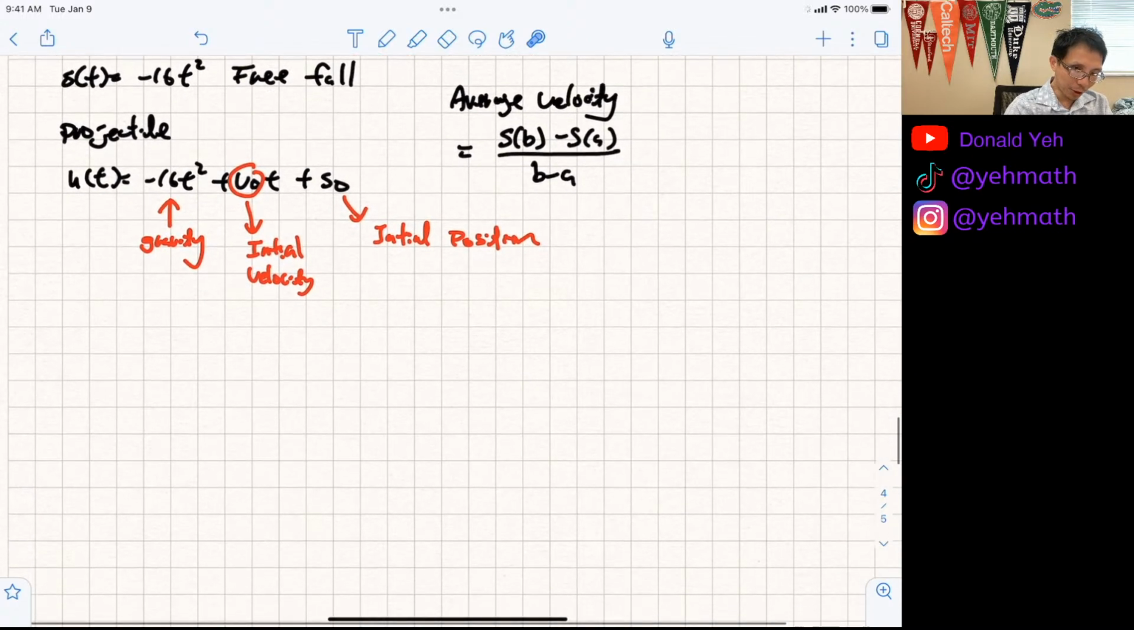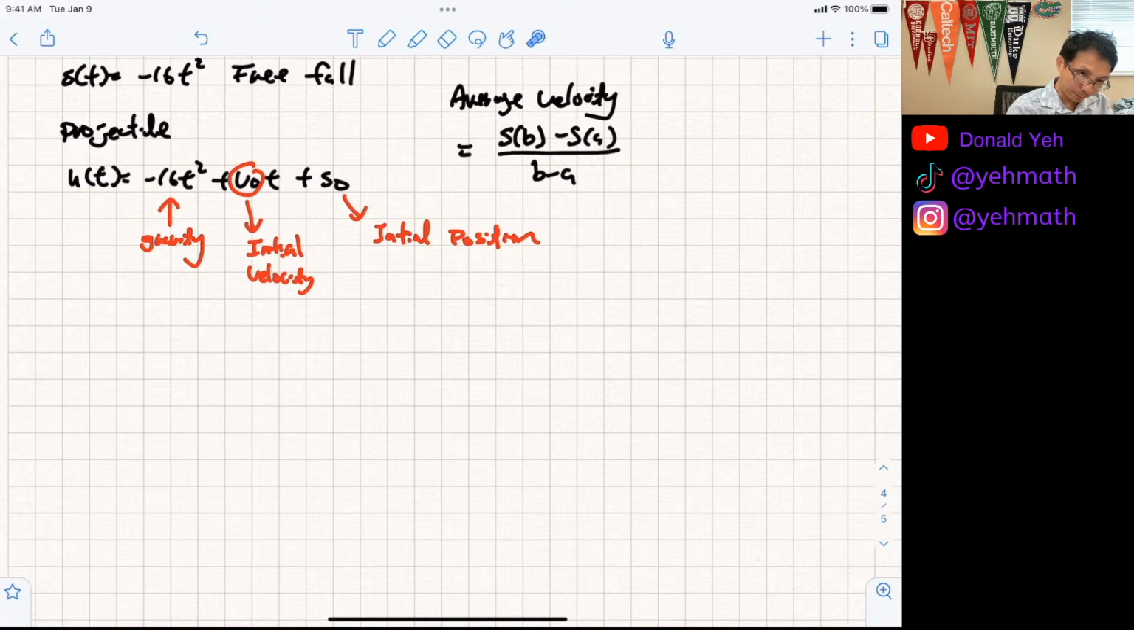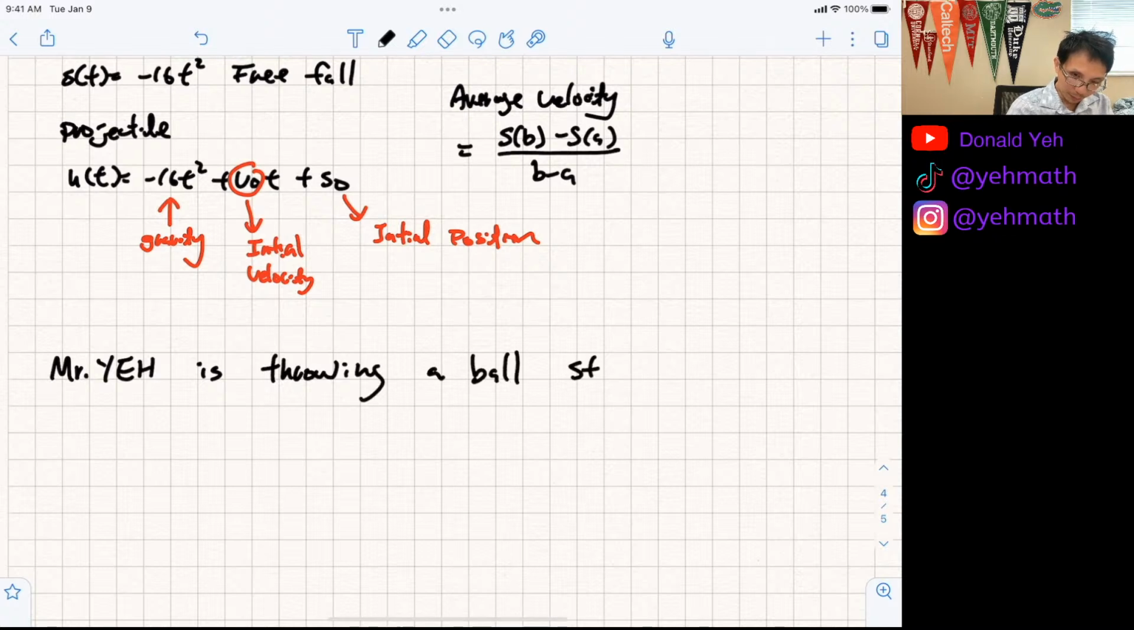Now I'm going to create a situation. In this situation, I'm going to say Mr. Ye is throwing a ball straight upwards. So it's not going at an angle, upwards at 96 feet per second.